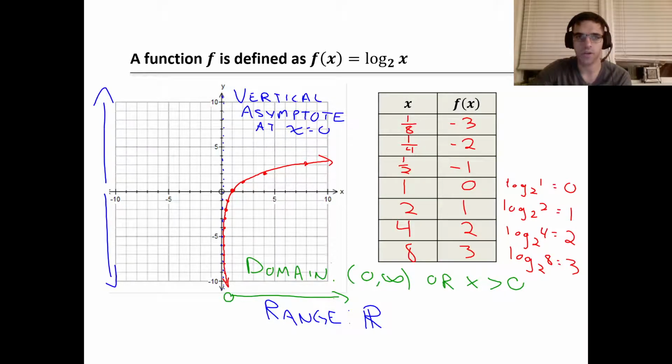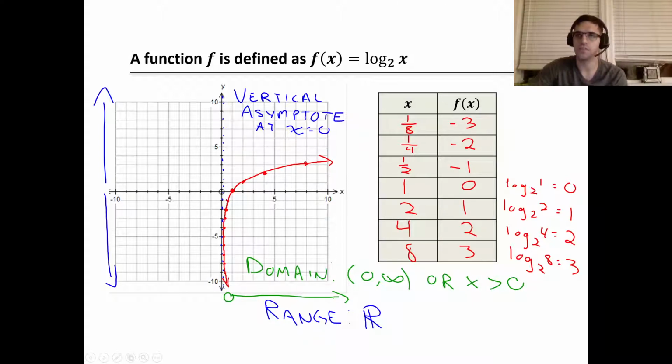All right, so given the function f defined by f of x equals log base 2 of x, we can graph this thing. Starting with some numbers, I want to find x values that are powers of 2. So I want to pick any power of 2 as my inputs. 2 to the power of 0 is 1. So 1 would be my input, and that exponent 0 would be the output, because log base 2 of 1 is 0.